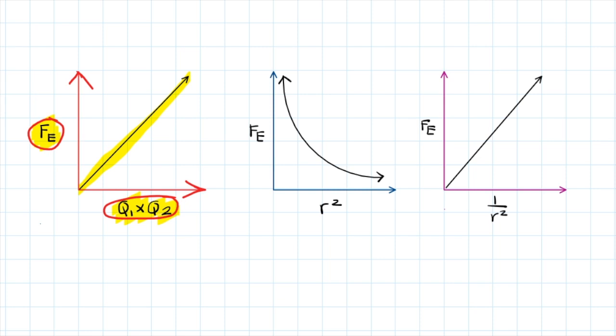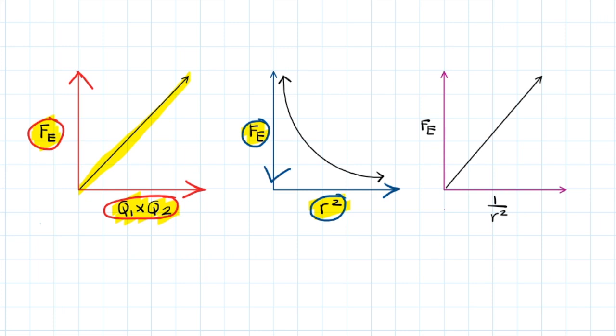If we are looking at the relationship between the electrostatic force and the square of the distance between two charges, or the centers of two charges, then we have a graph that looks like this one. We can see over here that as the square of the distance between the two charges increases, the electrostatic force decreases. And this is because they are inversely proportional.